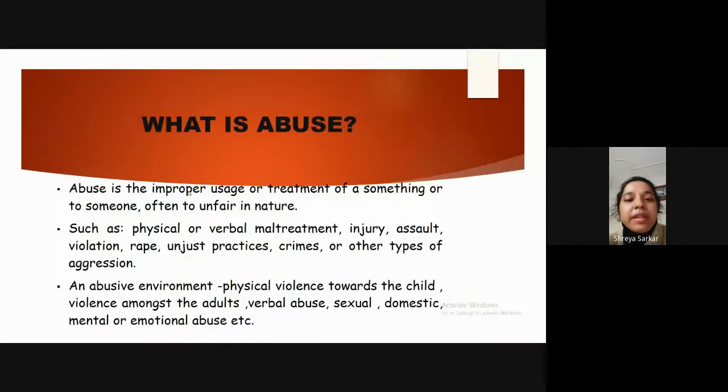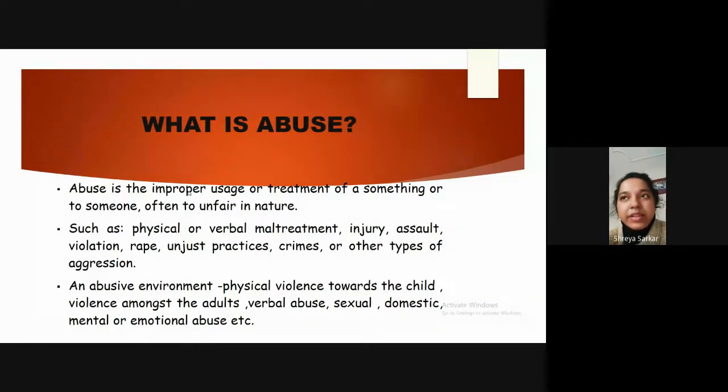What is abuse? Basically, abuse is the improper usage or treatment of something or someone, often unfair in nature. In other words, abuse is the deliberate infliction of injury, unreasonable confinement, intimidation, or punishment which results in physical harm, cognitive harm, mental anguish, or psychological anguish. Abuse also includes the deprivation of services necessary to maintain a child's healthy physical, mental, psychological and social well-being.